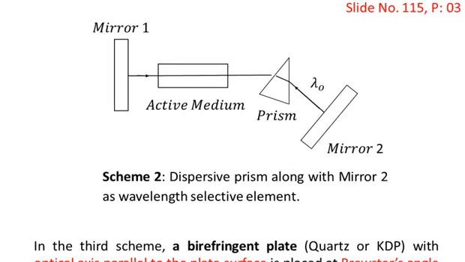The second scheme was this one. You tilt the prism, you select a different wavelength, but you need to adjust mirror 2 too, such that the beam incident on it is at normal incidence, so that the beam is reflected back through the prism to the resonator. So the prism, along with mirror 2, together provide a way of changing the wavelength, selecting the wavelength, or tuning the wavelength.